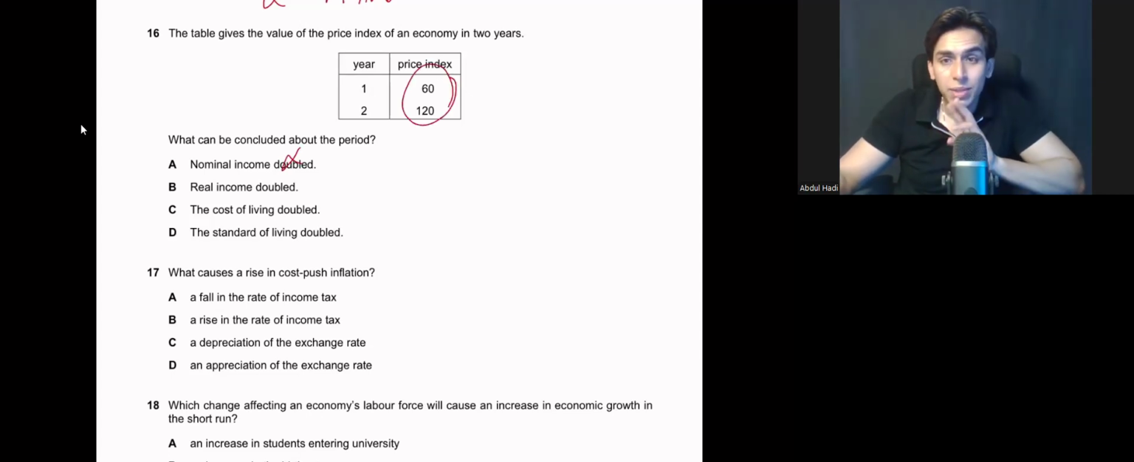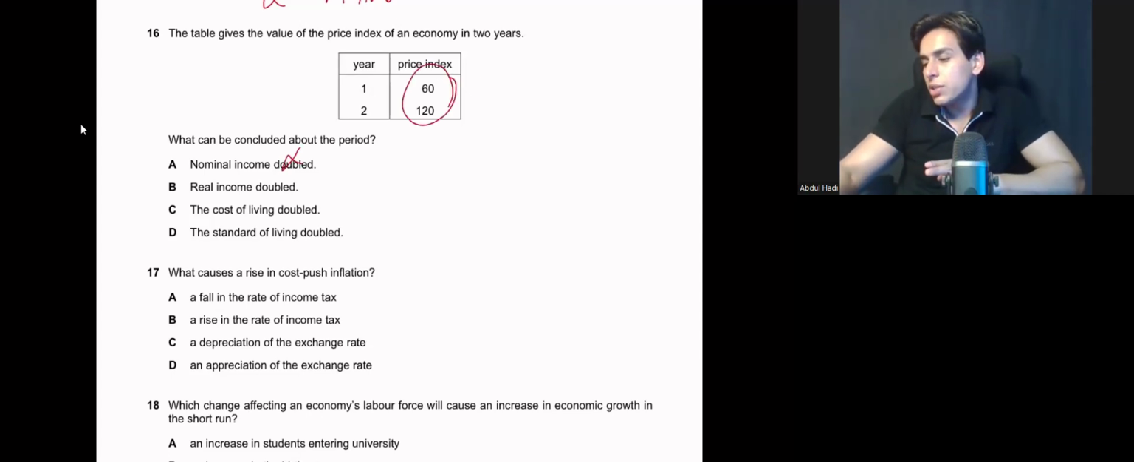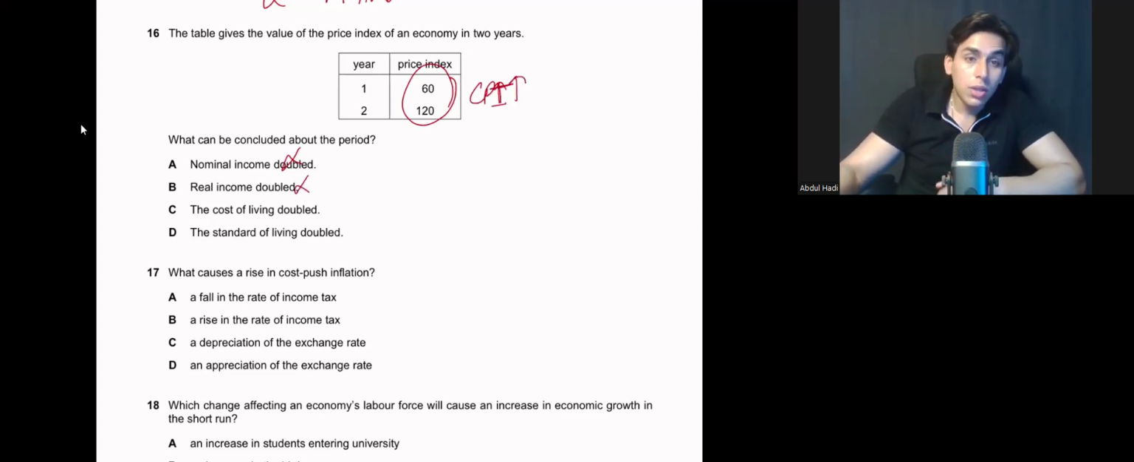First of all, the real income is falling. Why is it falling? Because your CPI is increasing. Your CPI is increasing, so your real income should fall, not double. The cost of living doubled. Yes, this is the correct answer.